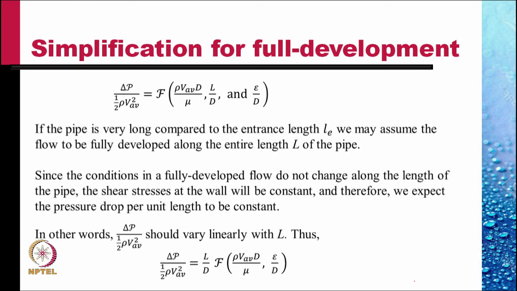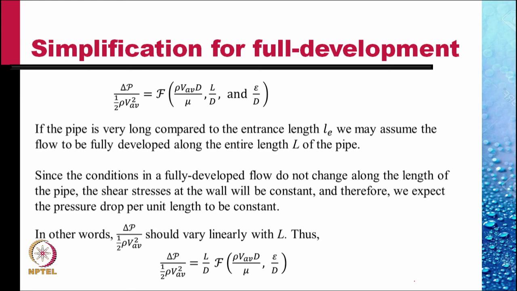So we can write the equation just like before. Delta P over 1/2 rho V average square is a function of Reynolds number, L by D, and epsilon by D. Now, if the pipe is very long compared to the entrance length L_E, we may assume that the flow is fully developed along the entire length of the pipe. Then the pressure gradient is constant in the pipe. If the pressure gradient is constant in the pipe, then delta P should increase linearly with L.